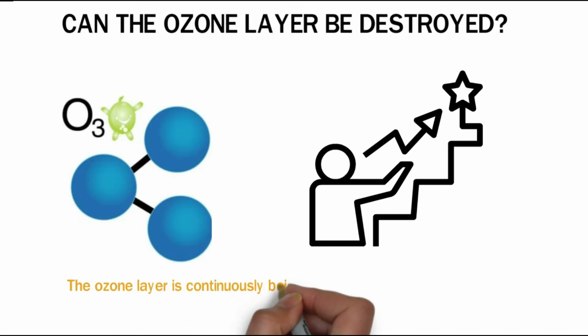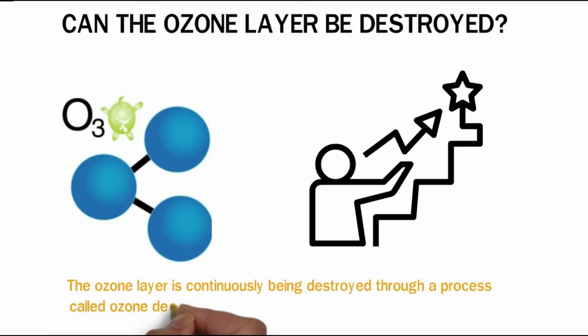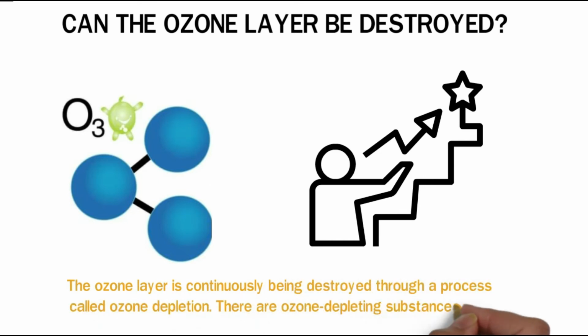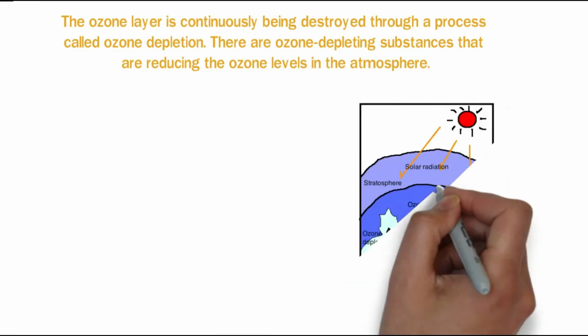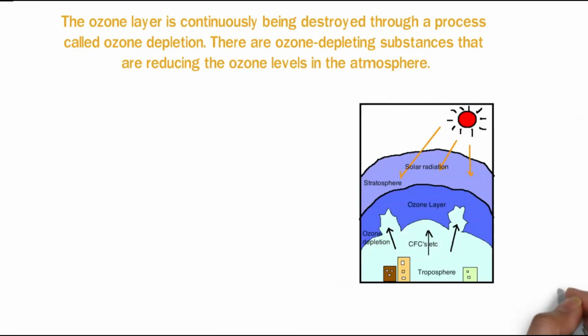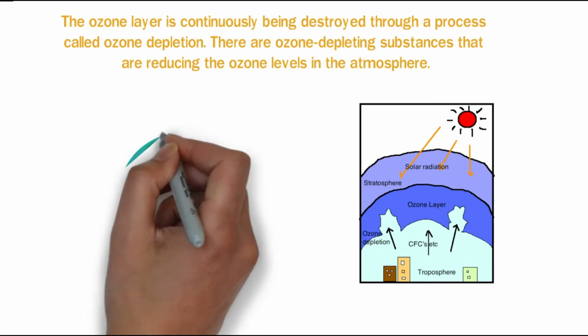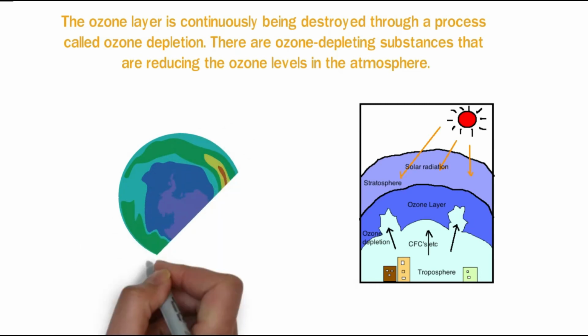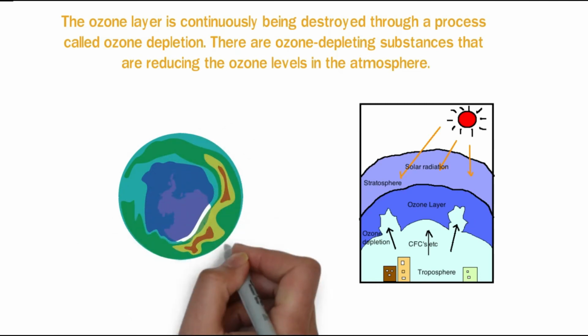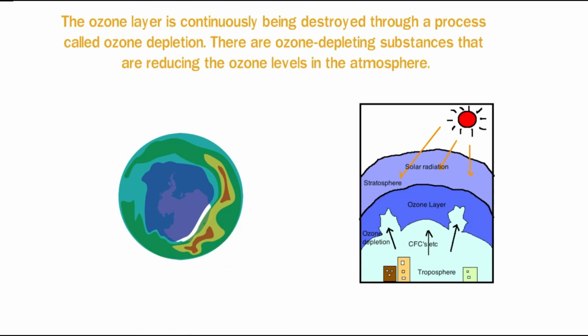The ozone layer is continuously being destroyed through a process called ozone depletion. There are ozone-depleting substances that are reducing the ozone levels in the atmosphere. Ozone depletion is mainly caused by chlorofluorocarbons, CFCs, a group of chemical compounds containing chlorine, fluorine, and carbon atoms. These chemical compounds can break down ozone molecules, thereby creating passageways through the ozone shield. Most of the compounds were formerly found in refrigerants and aerosol spray cans.